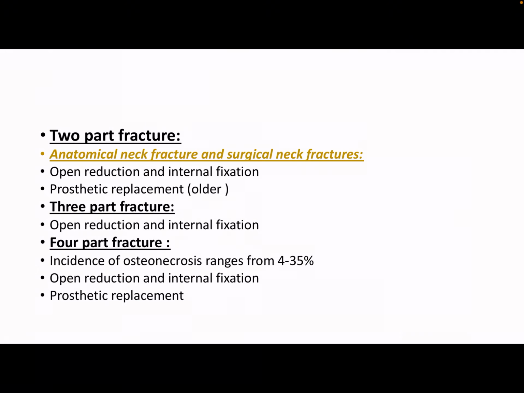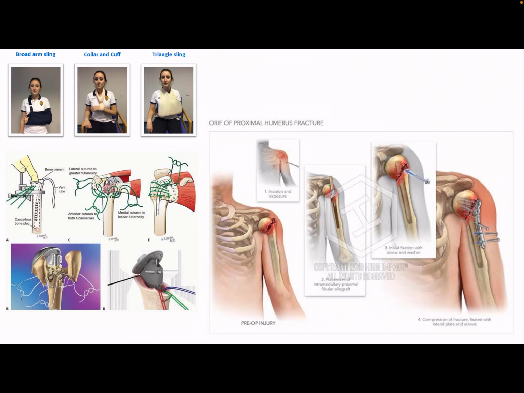Then there is two-part fracture. Two-part fracture means that the anatomic neck or surgical neck, greater tuberosity or lesser tuberosity, any one structure has been displaced. If the anatomical neck or the surgical neck is affected, then go for open reduction and internal fixation. But if it is an older patient, because it's a neck, right, go for prosthetic replacement. And if there is a three-part fracture or a four-part fracture, you have to go for open reduction and internal fixation as well.